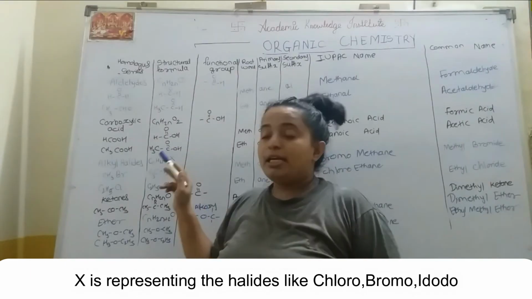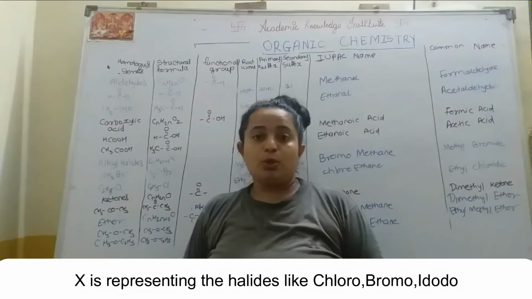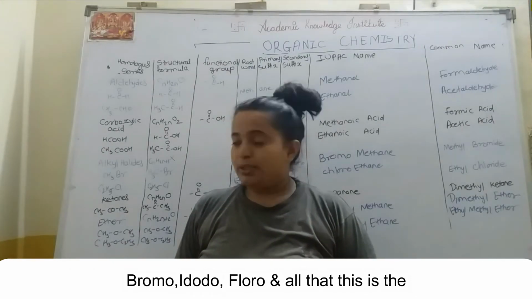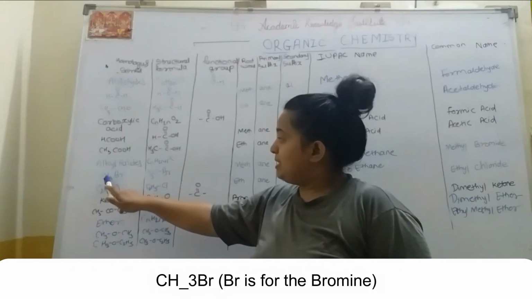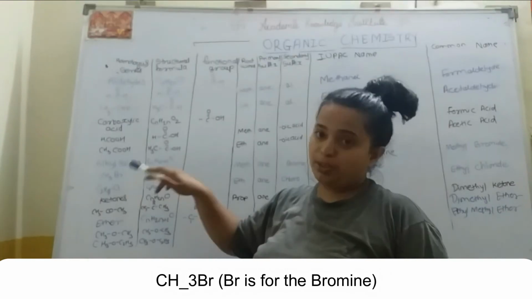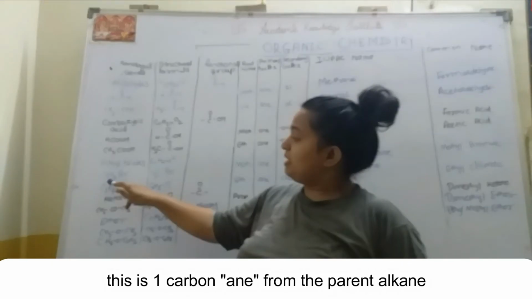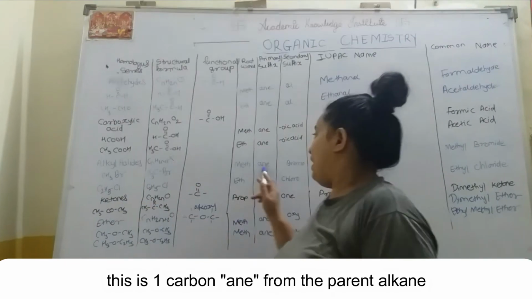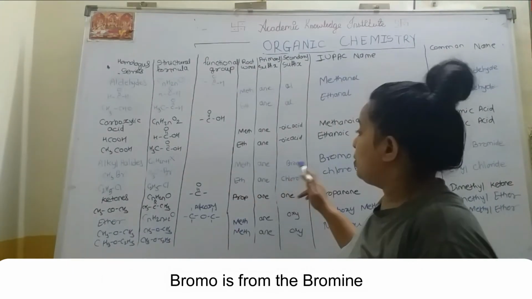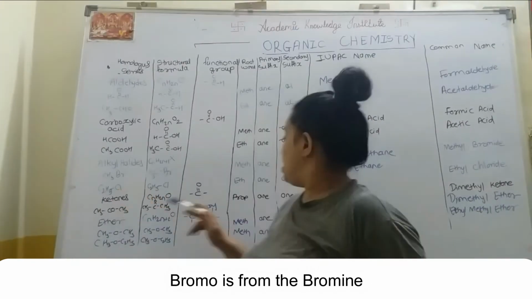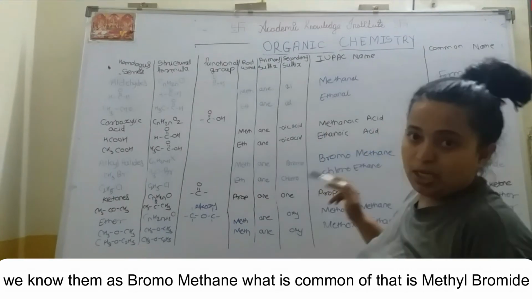Then this is the alkyl halide, CnH2n plus 1 X. X represents the halogen group like chloro, bromo, iodo, fluoro and all that. This is CH3Br. Br is for bromine. There is 1 carbon atom, so that's why it's meth. E from the parent alkane, and bromo is from the bromide. So we know it as bromomethane. What is the common name of that?